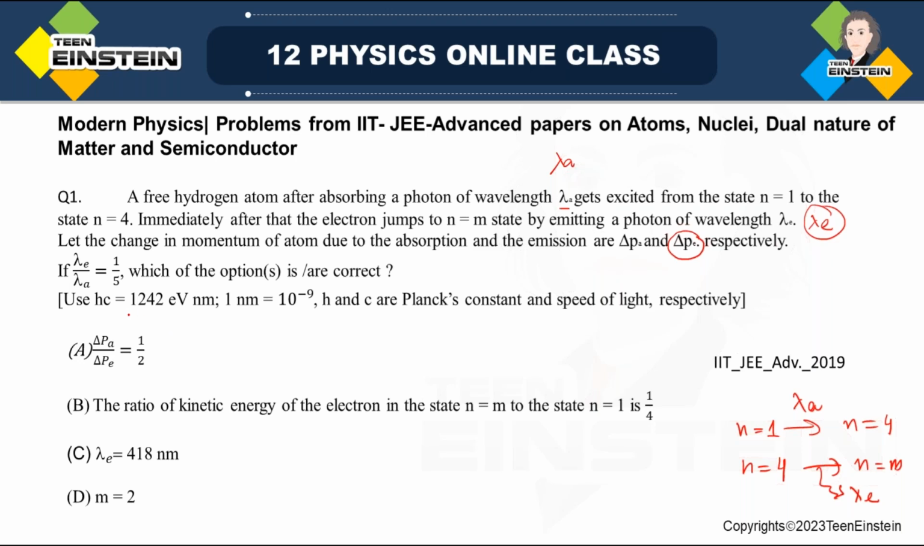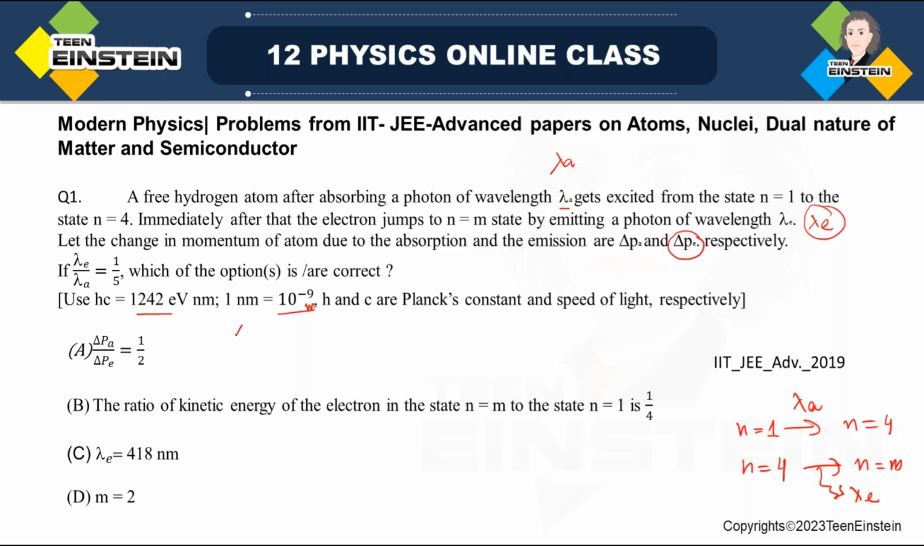And here h c is given as 1242 electron volt nanometer, where a nanometer is 10 to the power minus 9 meter, and h and c are the conventional Planck constant and speed of light respectively. So you have to see the options.